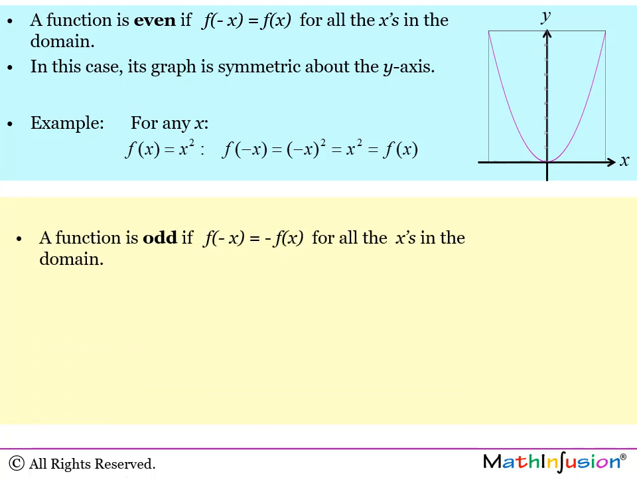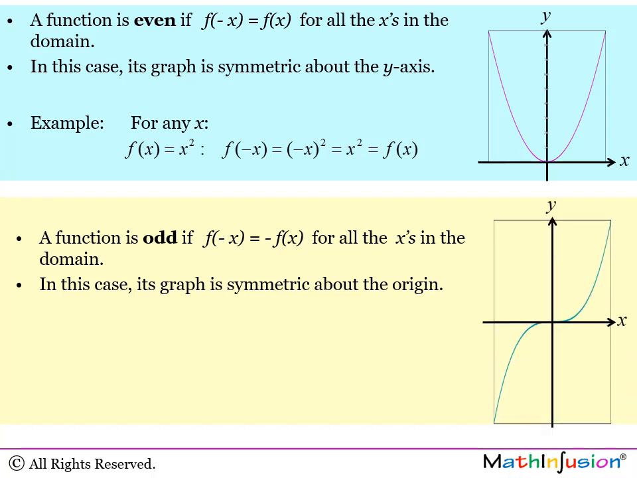A function is odd if f of negative x equals negative of f(x) for all x's in the domain. In this case, the graph of an odd function is symmetric about the origin. And here's a nice example. This is the graph of the function f(x) equals x cubed. Let's really do the algebra here. You substitute negative x for x in the function, and we get that f of negative x is negative x cubed, which is a negative times x cubed, which is negative f(x).